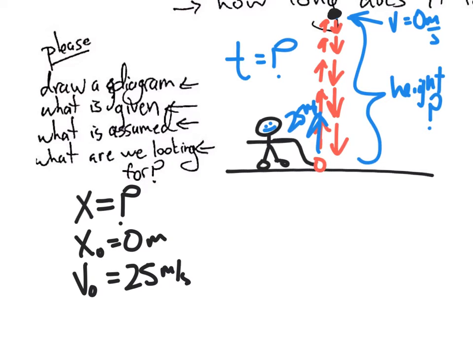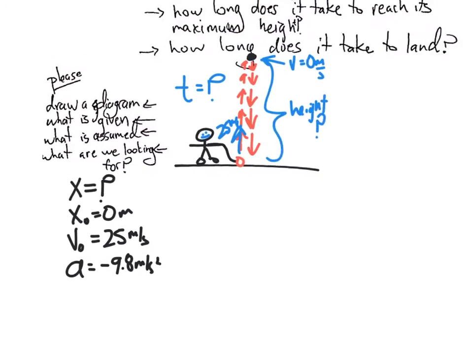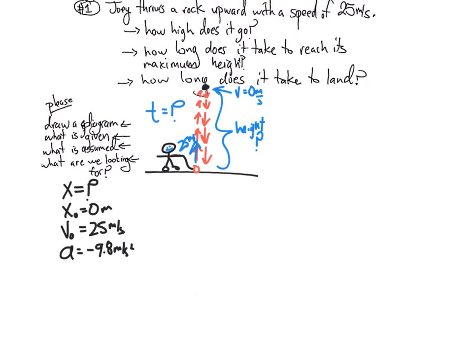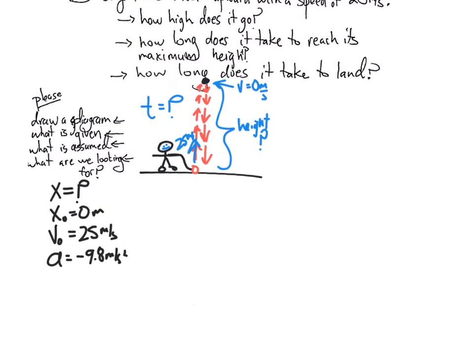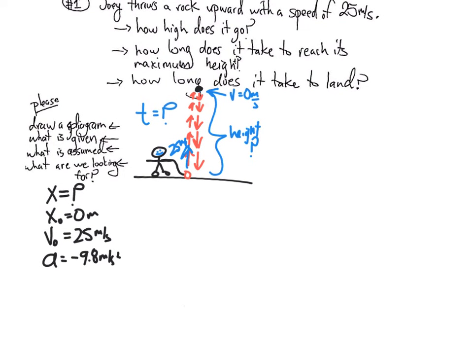It's assumed that this takes place on Earth, so we know that the acceleration is negative 9.8 meters per second squared. Okay, so notice how the question did not tell you the initial position is 0 meters, and it didn't tell you the acceleration due to gravity is negative 9.8 meters per second squared. These are things that you gather from the situation. So if we want to know how high does it go, notice how we don't know time, and we're so far not asked for time.